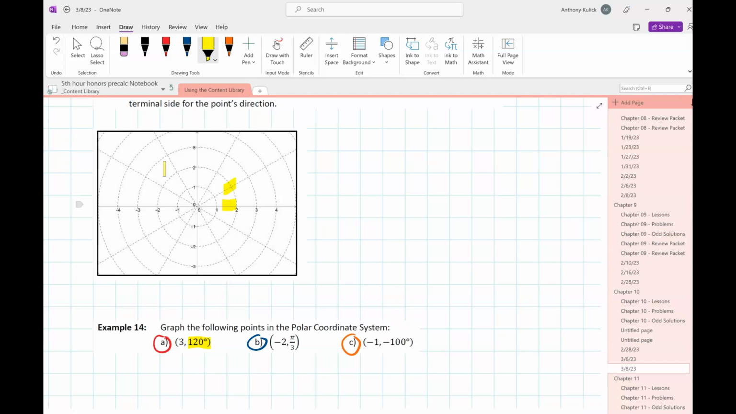So again, 0, 30, 60, 90, 120 is this line. And then I'm just going to count out to the third circle. So that's 1, 2, 3. So that's that. Okay.